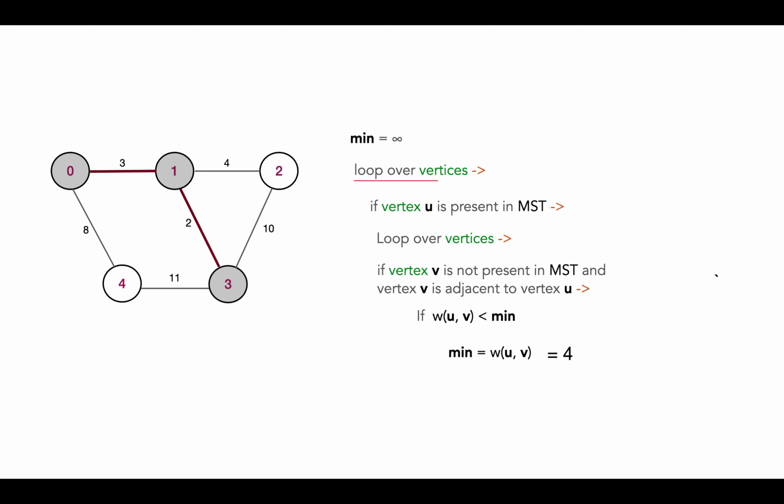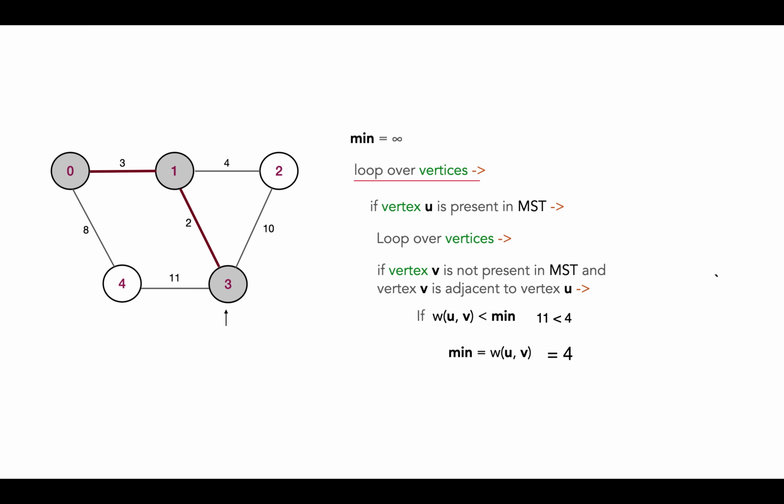Now 2 is not present in MST, so we're not going to go further from here. Next is 3. 3 is there in MST, so we loop over all the vertices to find out the adjacent vertices. 2 and 4 are adjacent to 3 and the weights are 10 and 11 respectively. So first for 2 it checks if 10 is smaller than 4. It's not smaller than 4, so it's not going to update the value of min variable. And then it checks for the next vertex. So the weight is 11. Again, it's not smaller than 4. That's why it's not going to update the value. So at the end of this inner loop, again we are having 4 as the minimum weight.